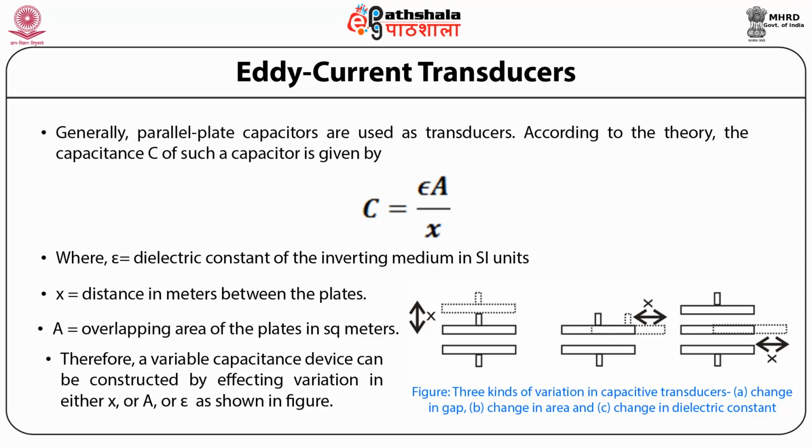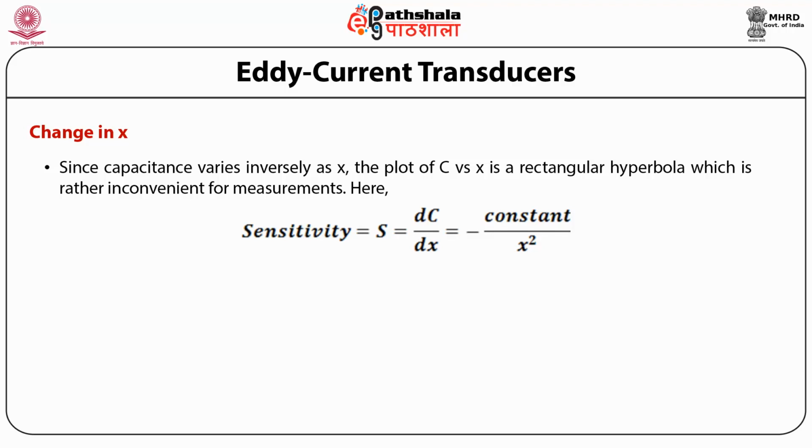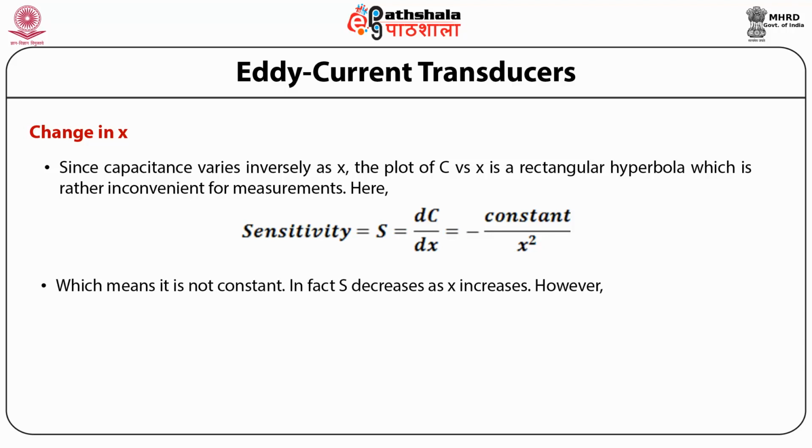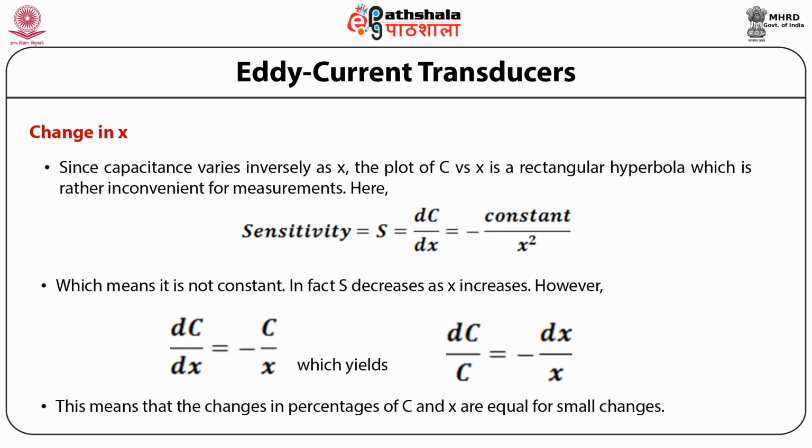as shown in this figure. So the change in X, that is, since capacitance varies inversely as X, the plot of C versus X is a rectangular hyperbola, which is rather inconvenient for measurements. So here the sensitivity S is dC by dx, which is equal to some minus constant by x square, which means it is not constant. In fact, S decreases as x increases. That is dC by C equal to minus dx by x, which means that the changes in the percentage of C and x are equal for small changes.